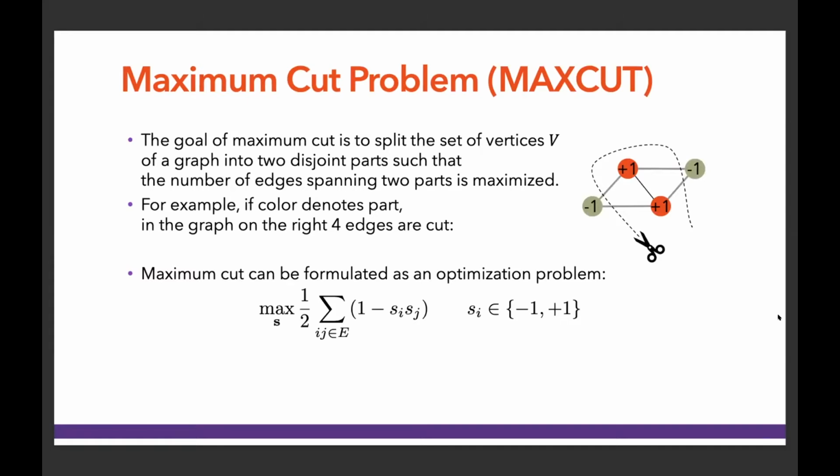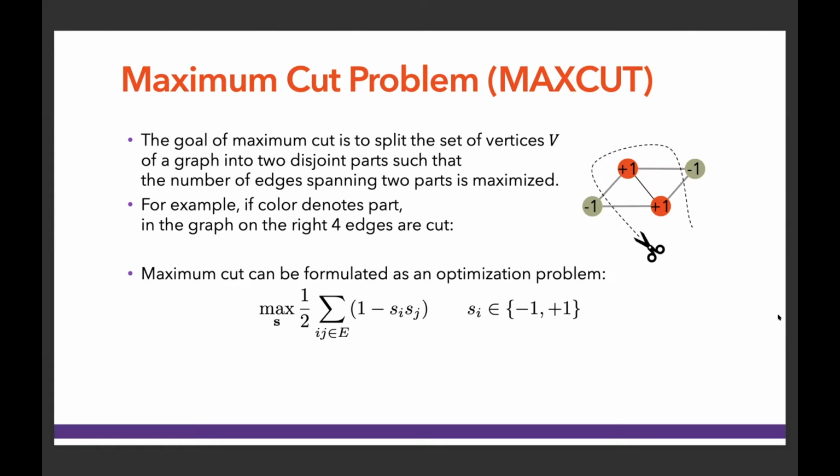So what is this maximum cut problem, or max cut? The goal of maximum cut is to split the set of vertices V of a graph into two disjoint parts such that the number of edges spanning the two parts is maximized. So for example, here on the right, in this 4-node graph, we have the green vertices in one part and red vertices in the other part. And so we cut these 4 edges.